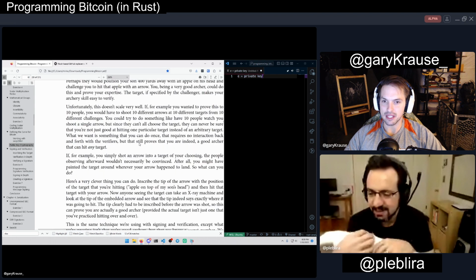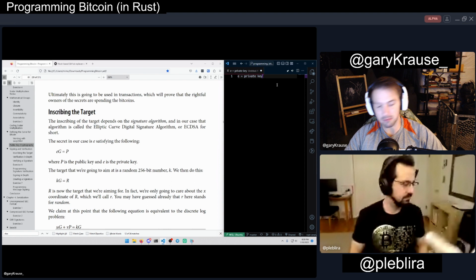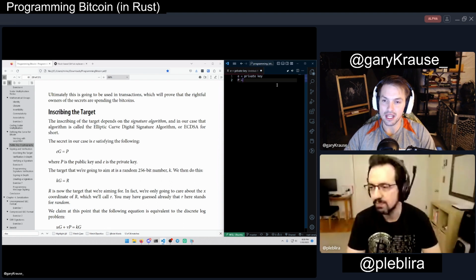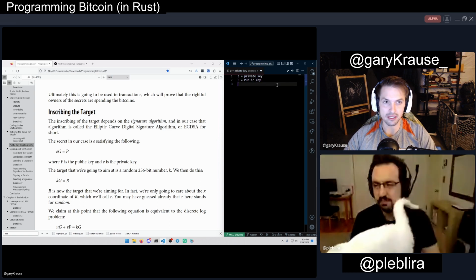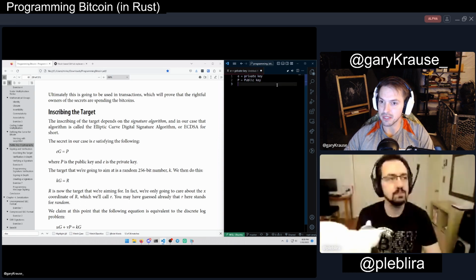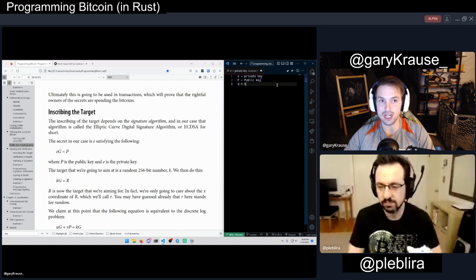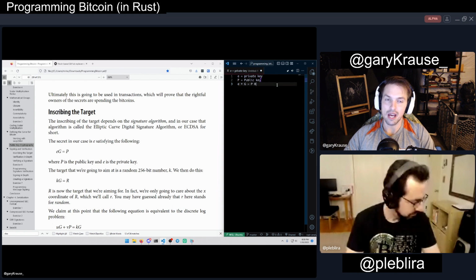So go back to this. We have E, and then we have P, which is our public key. If I'm understanding this correctly, we are generating P by multiplying E times G. Now do you remember where G is derived from?